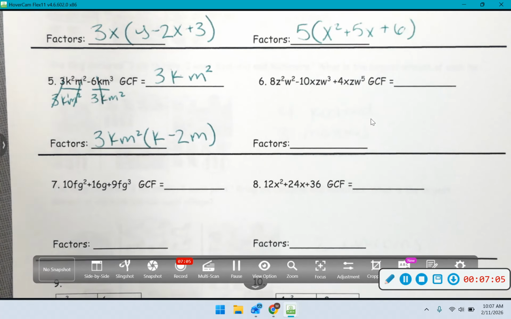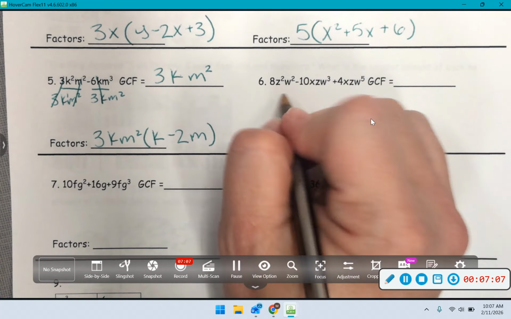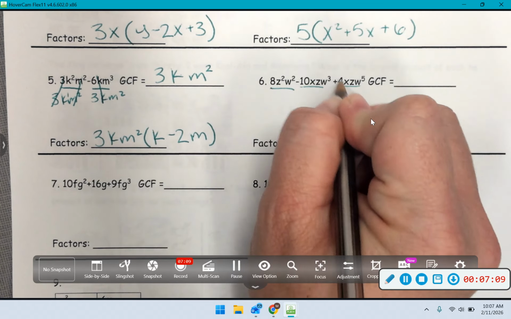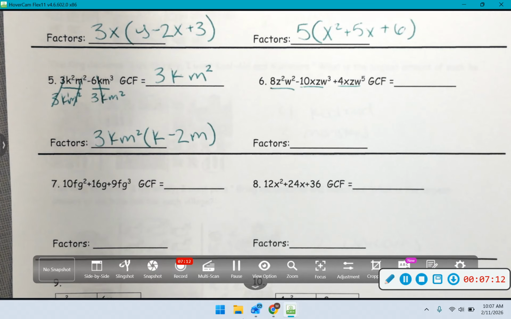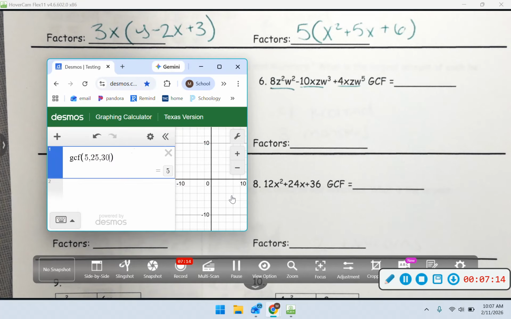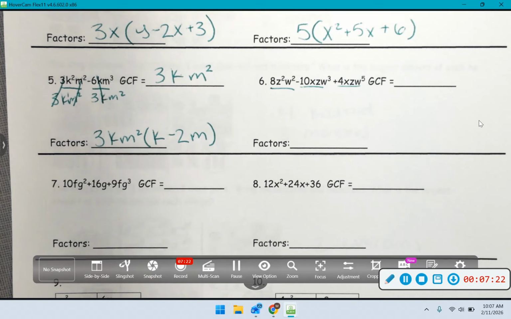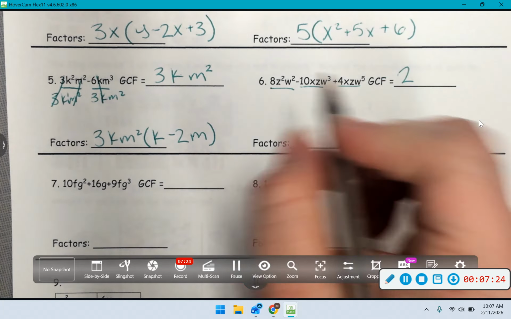Okay, number 6, this one, I start with my smallest number. There's 3 terms. 4 goes into 8, but 4 does not go into 10. 4 is not a factor of 10. So if we get confused or we can't figure it out, we can come here and we can type 8, 10, 4. And so my GCF is 2. However, I still have to figure out my letters.